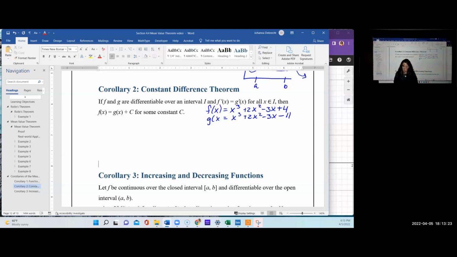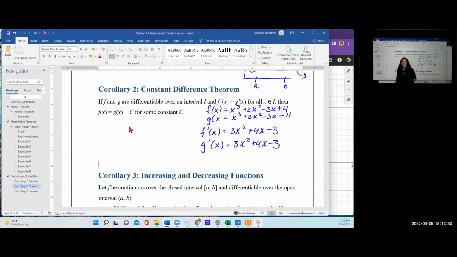So when we take the derivative of the first one, f prime of x, we get 3x squared plus 4x minus 3. And when we take the derivative of g, we get the same thing, 3x squared plus 4x minus 3. Because the derivatives are equal, that means the original functions are only different by a constant.